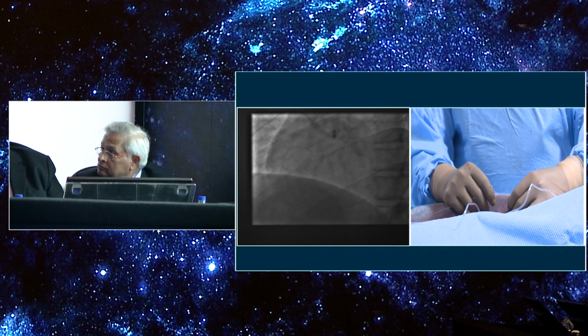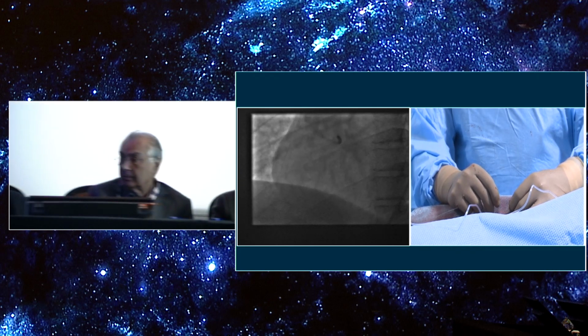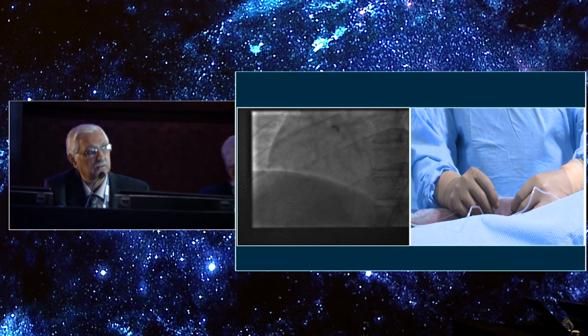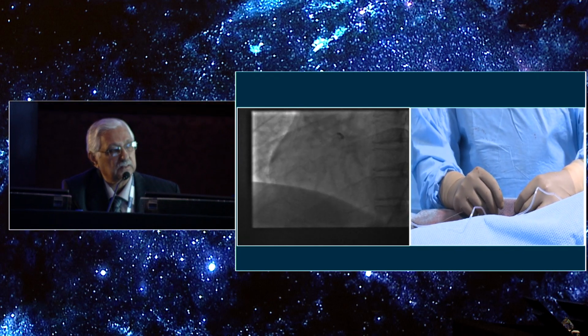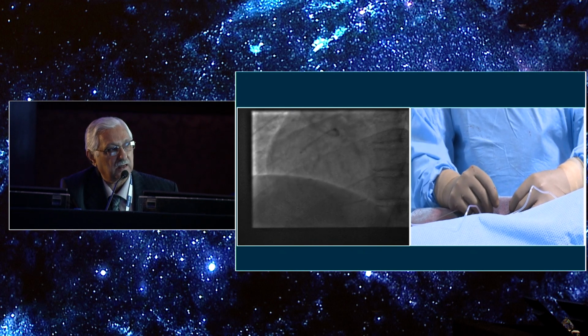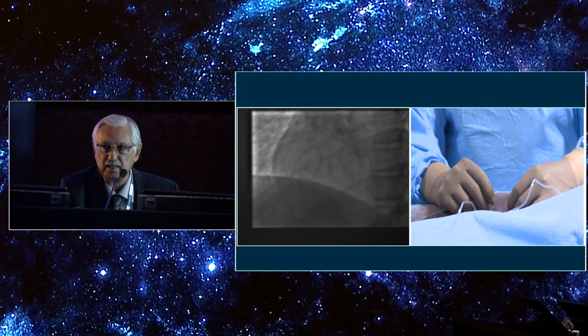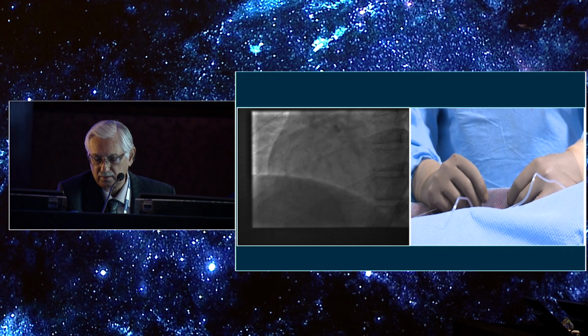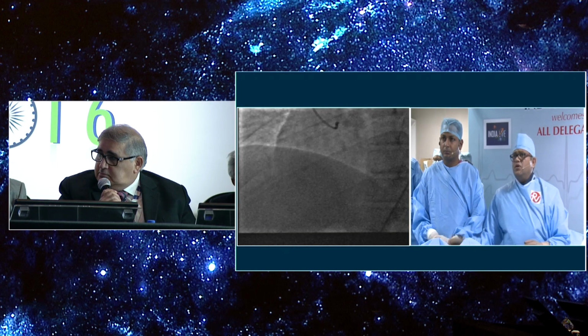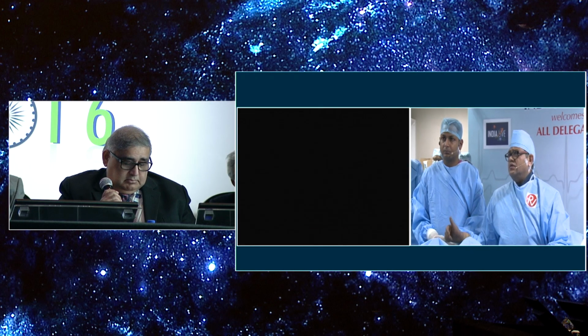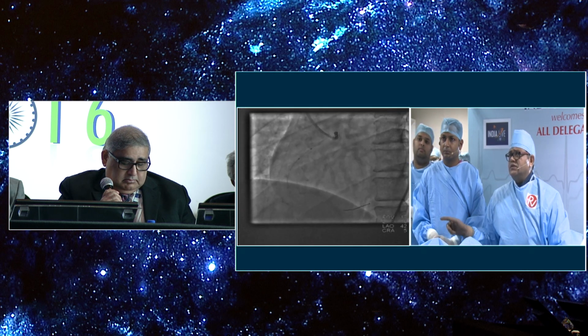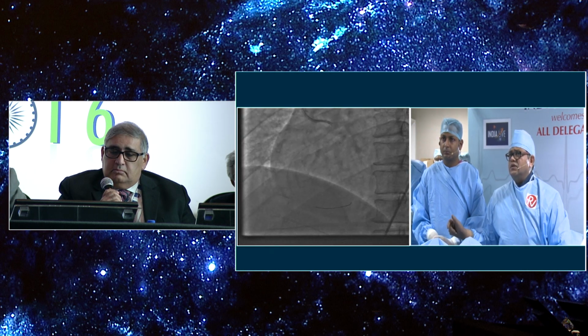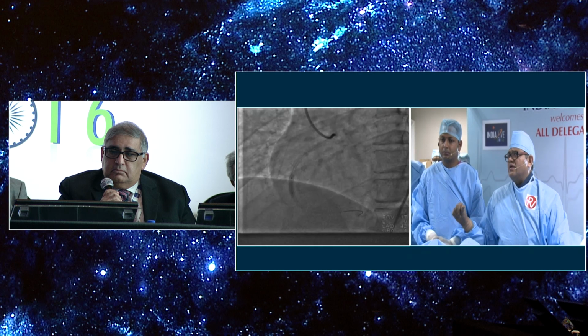The cath lab is waiting. Here we are with the stand. We'll come back. We are going to another cath lab. They are waiting. Okay, fine, fine. Go back. Back, back. Okay, next. Next. Back, back.